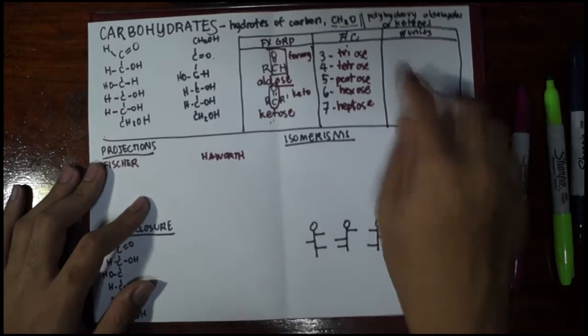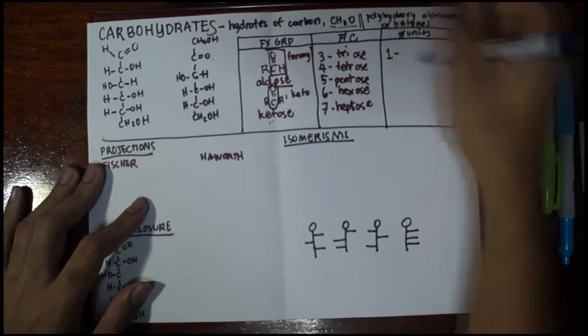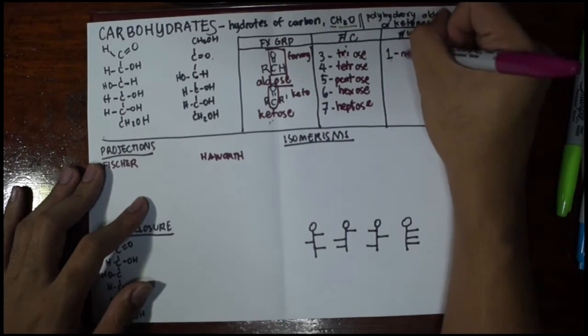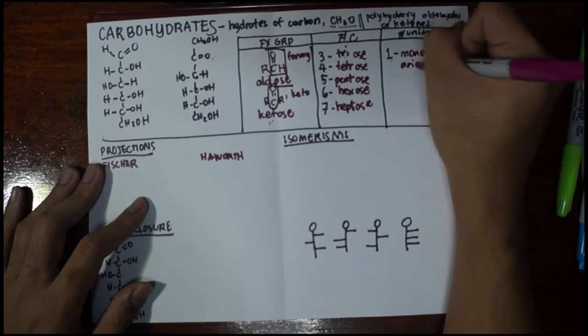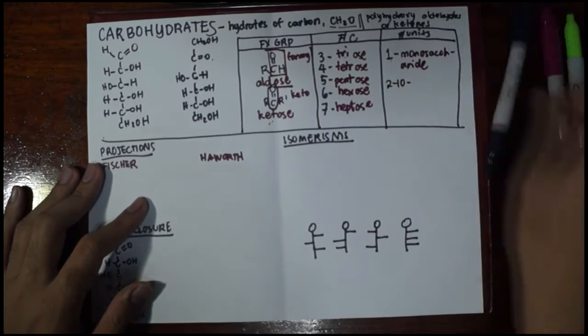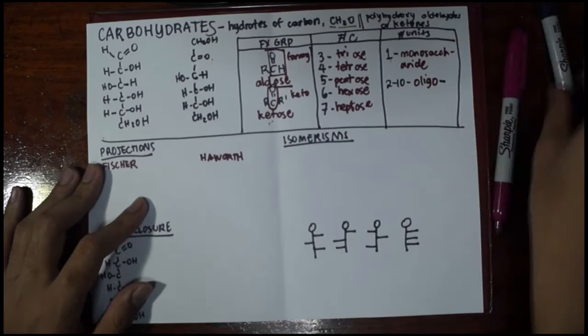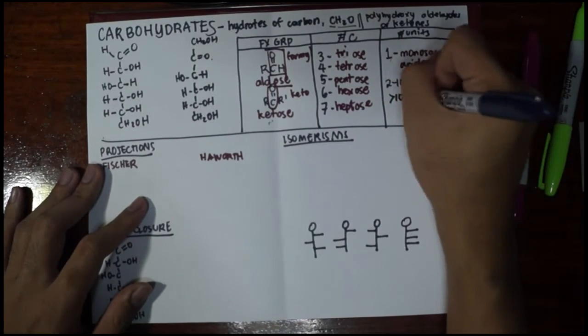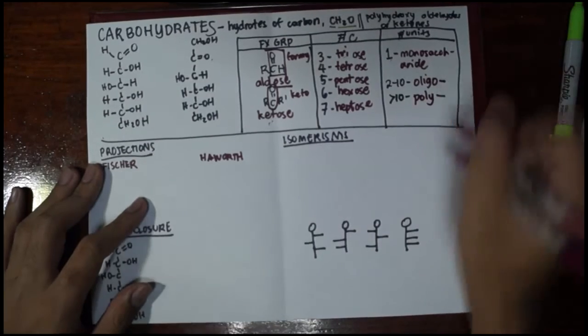Now, in the number of units, if it only has 1 unit, obviously we call it a monosaccharide. If it is 2 to 10, and disaccharides also fall under this category, we call this an oligosaccharide, and if greater than 10, we call this a polysaccharide.